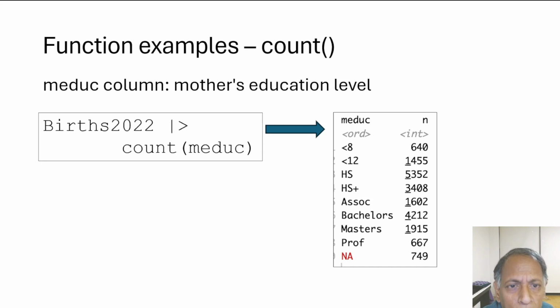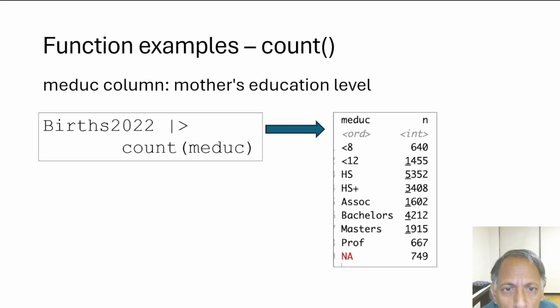So the less than 8 tells us how many people had an education level less than 8th grade. In our data frame, that was 640 people. Well, this data frame has far more than 2000 people. So less than 8th grade was 640. Between 8th and 12th grade, I should say less than 12, was 1455. And the number of people who only completed high school is 5352, etc., etc.